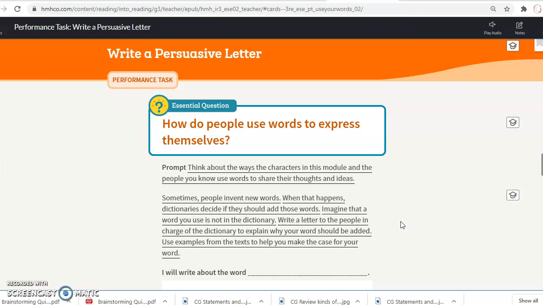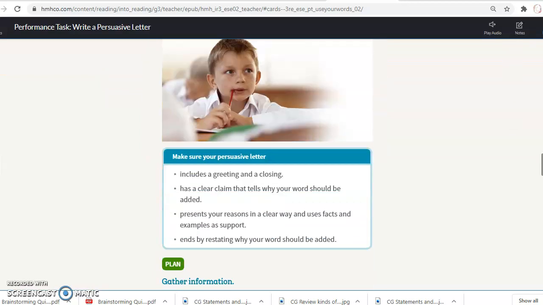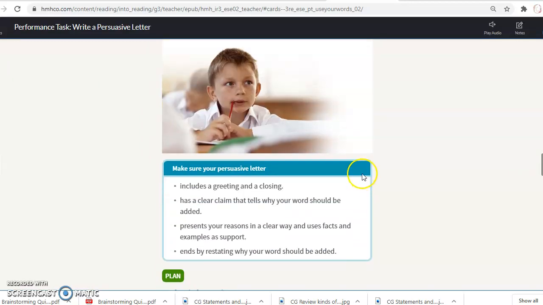Now that we have broken the prompt apart, let's take a look at the checklist on page 218. So we'll scroll down here, and here's the persuasive letter checklist. Make sure your persuasive letter includes a greeting and a closing, has a clear claim that tells why your word should be added, presents your reasons in a clear way and uses facts and examples as support, ends by restating why your word should be added.